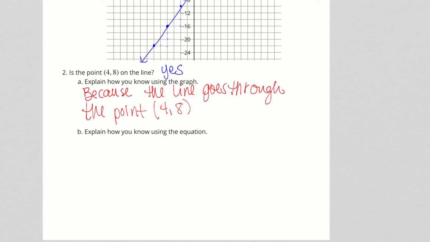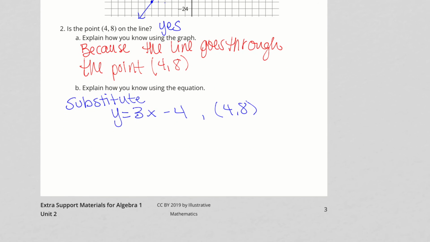Yeah, we just plug the points in using substitution, right? So if we had y equals 3x minus 4, and we had the point (4, 8), if we plug that in, we get 8 equals 3 times 4 minus 4.